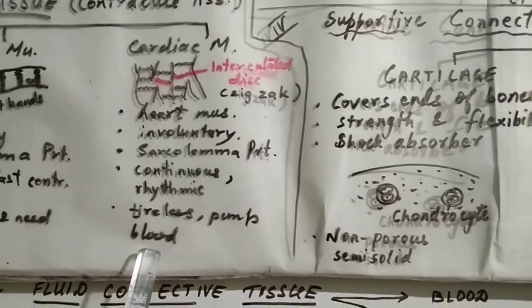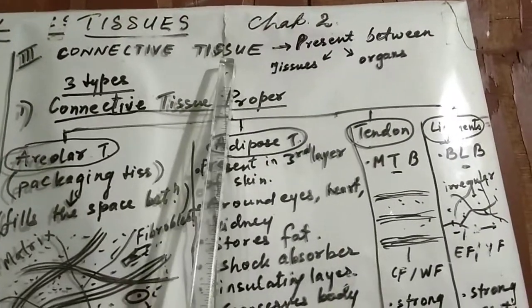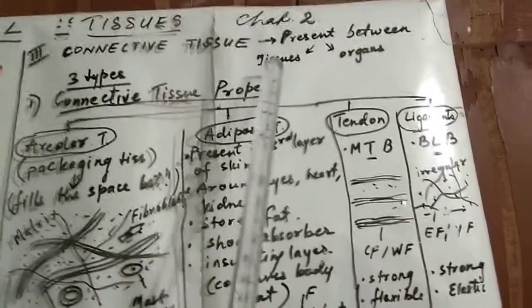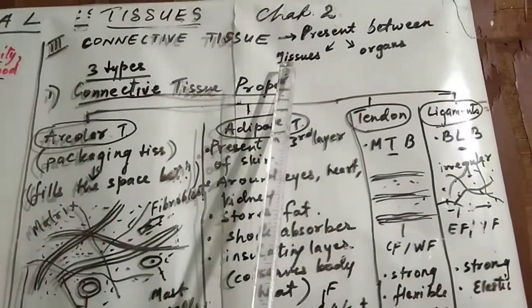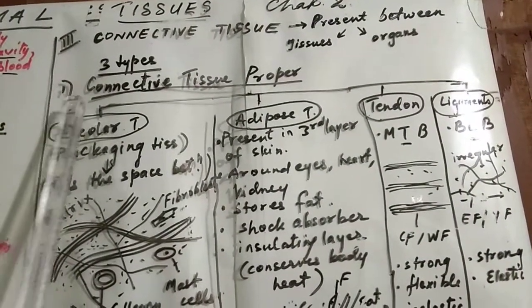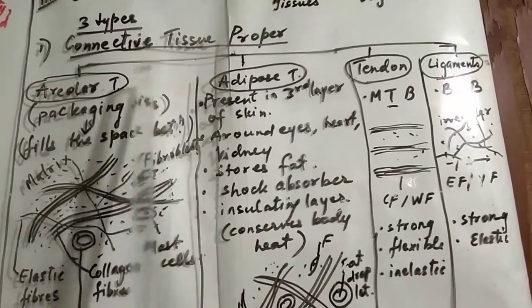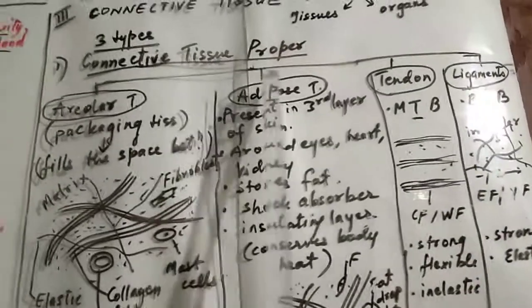Now, the third type of tissue is called connective tissue. So what is connective tissue? It is generally present between the tissues or the organs and fills the empty space. So there are various types. The first is called connective tissue proper. We have to study four types in this connective tissue proper.